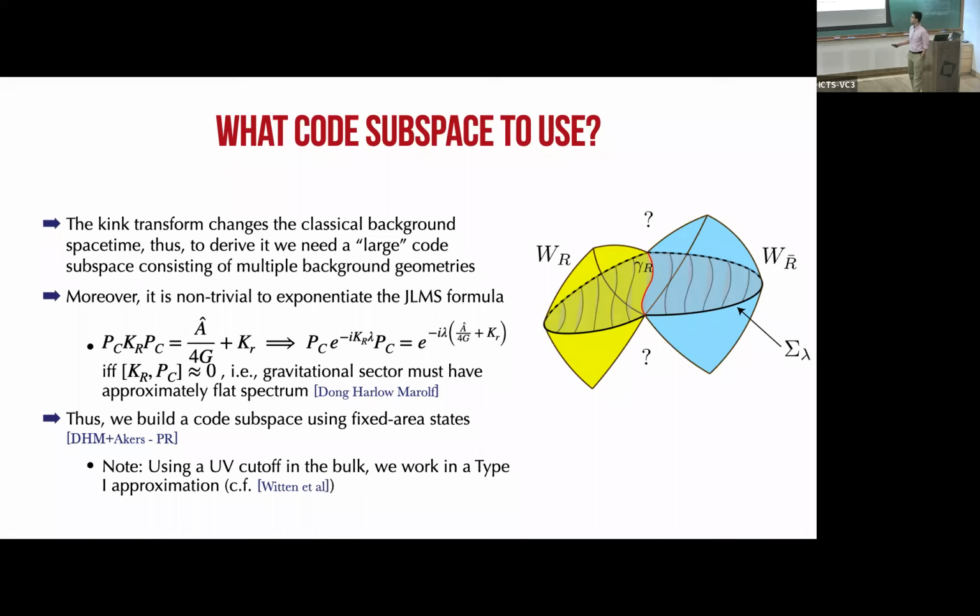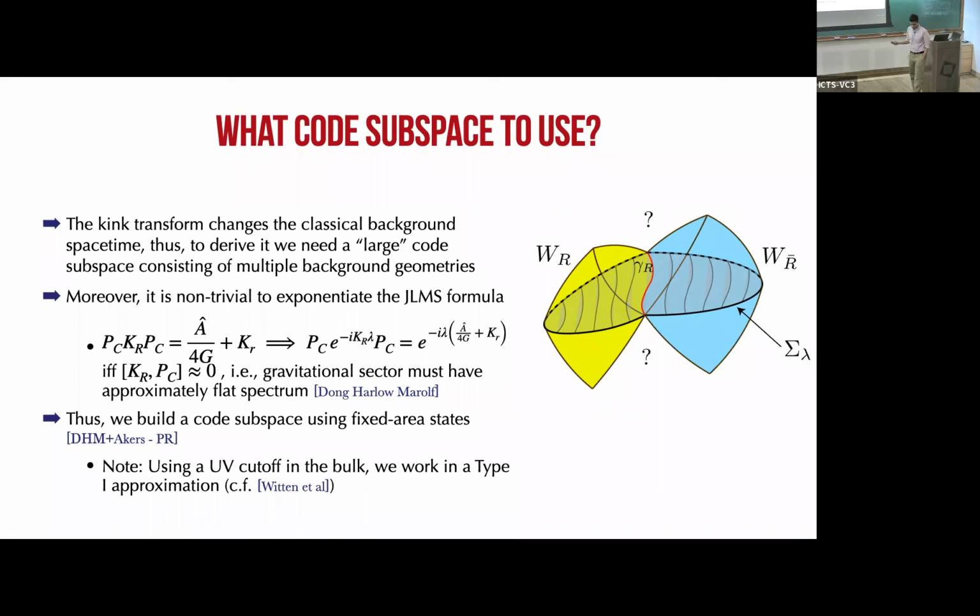And as I said before, we're always going to be using a UV cutoff in the bulk. So this is some approximation where each of these terms separately makes sense, and A over 4G is much larger than KR. And also I'm going to be assuming that there's some nice factorization. So we're going to consider some type 1 approximation.